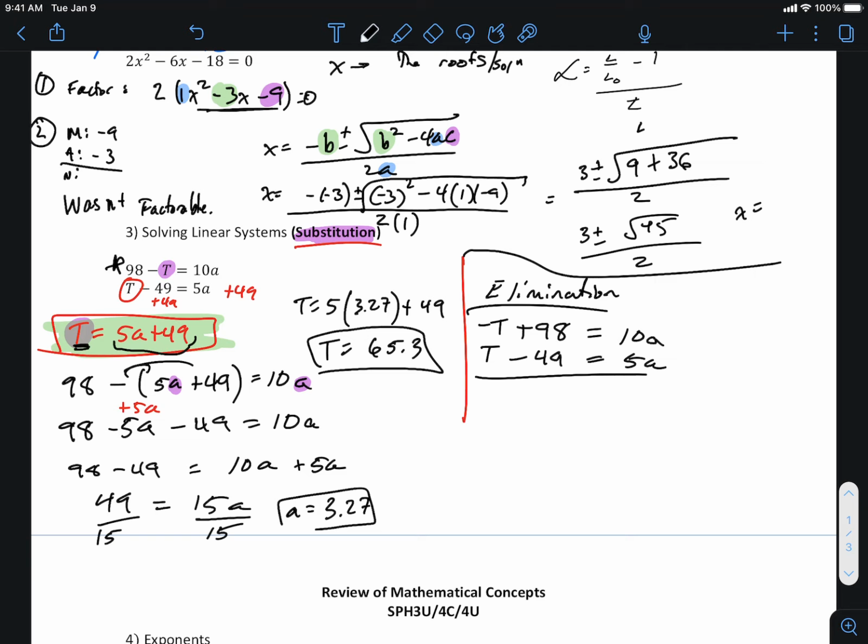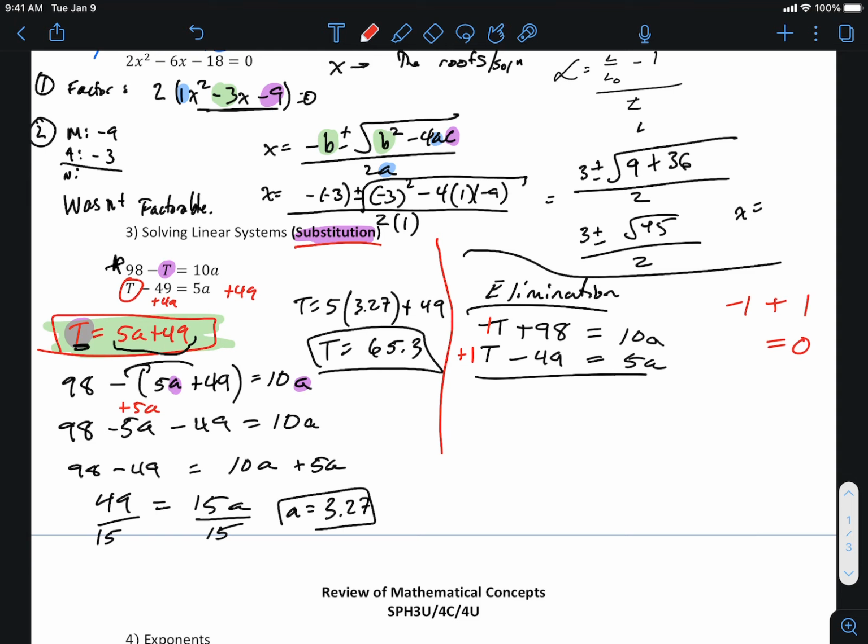Now, elimination says, okay, well, I have two equations stacked on top of each other. And what you've done is you've lined up a's, numbers, and t's, right? You've lined them all up. And you're going to try to eliminate one of the variables. Well, it looks like I have a negative 1t plus 1t. So negative 1 plus 1, that's equal to 0.